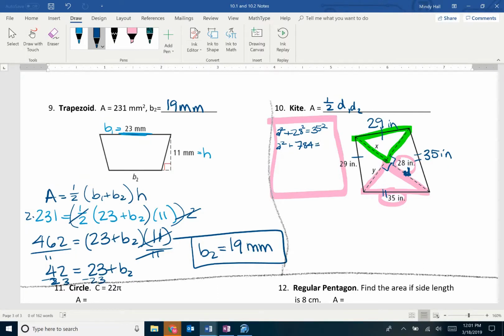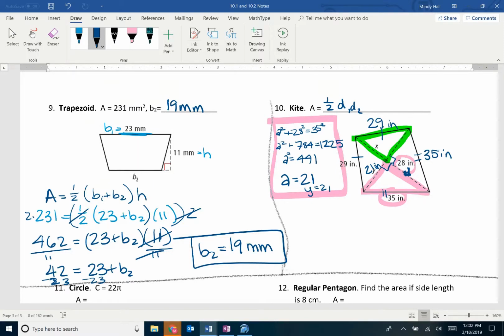And 35 squared is 1,225. I'm actually going to write this so it looks like a 35 square. There we go. So then when we subtract 784, a squared is 441. And then when you take the square root of 441, you get that a equals 21. So now, technically this was y, so if you want to write that y equals 21, that's fine. But we now know that that is 21 inches.